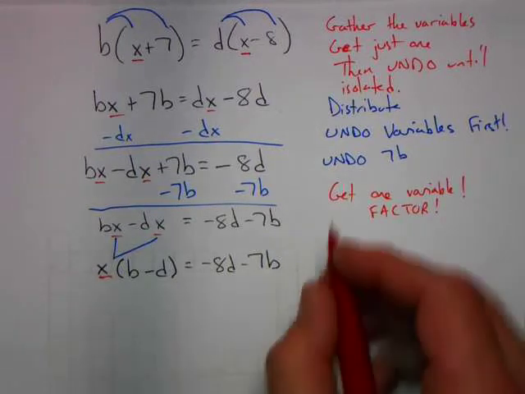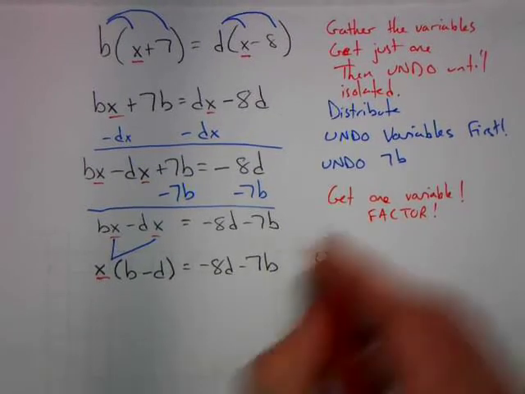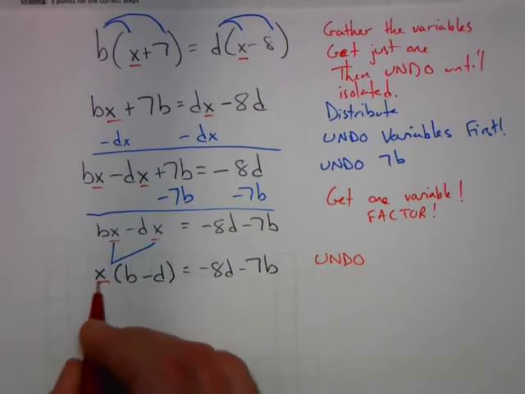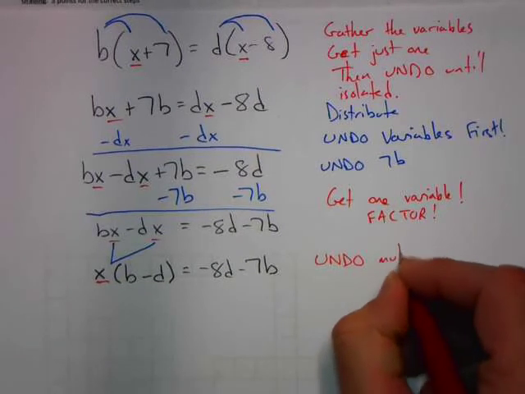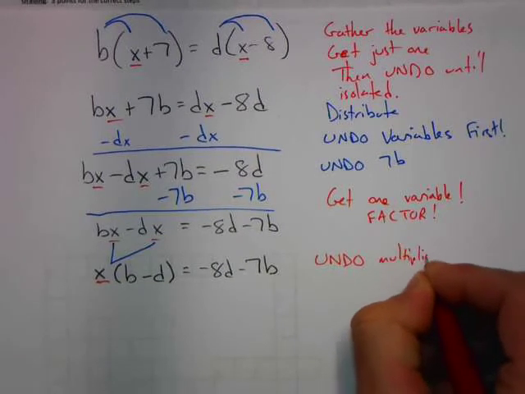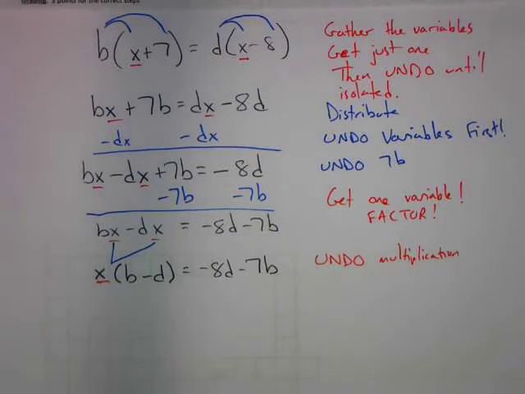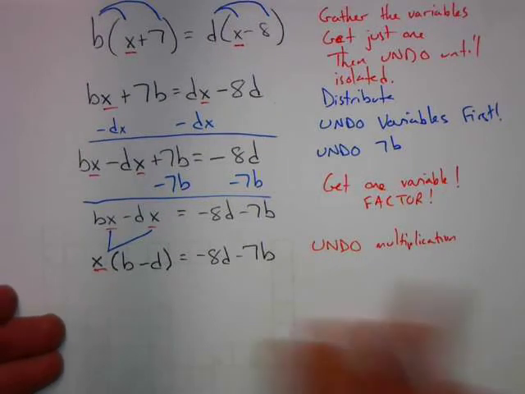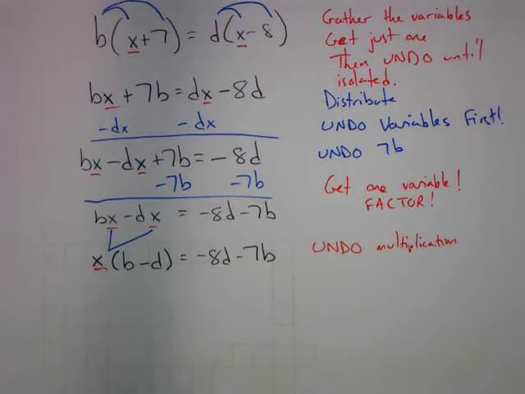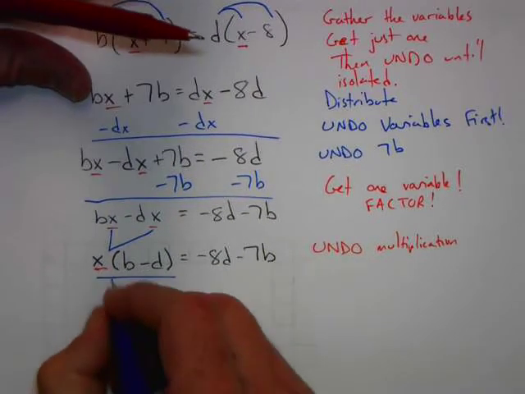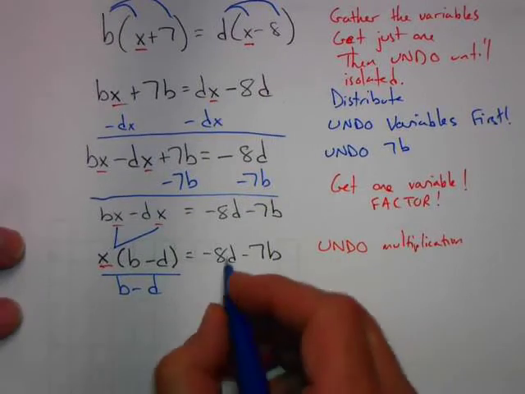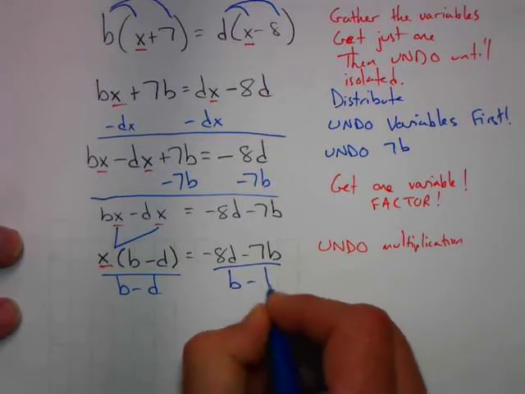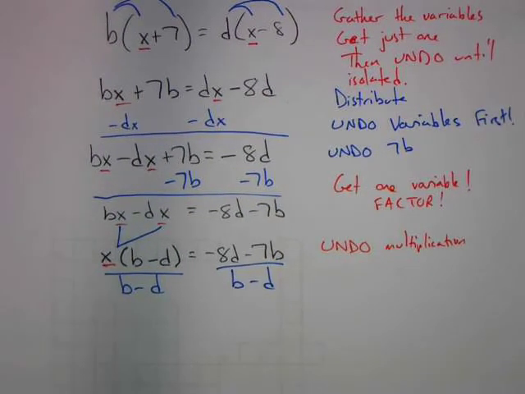So how do we undo it? What's happening to that x? You read this as x times, right? So we have to undo multiplication, and the way we undo multiplication is by dividing. So this is x times b minus d. How do we undo that? We divide by b minus d. So we're going to divide both sides by b minus d, and that will leave our x all by itself.